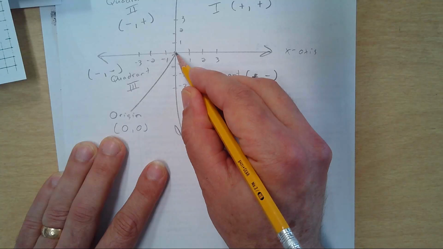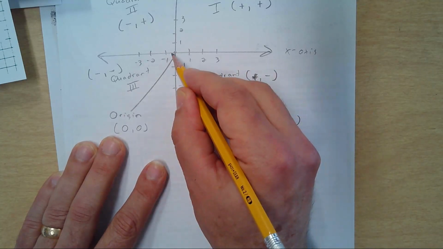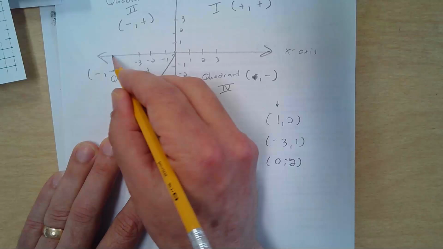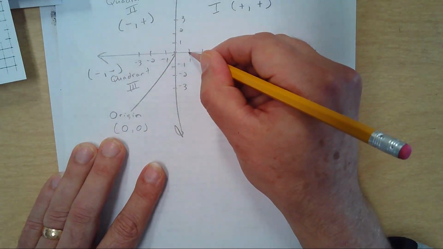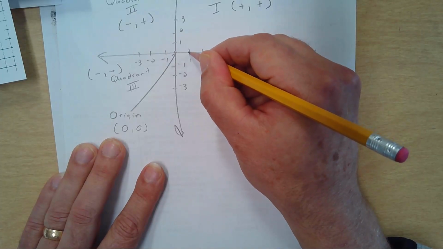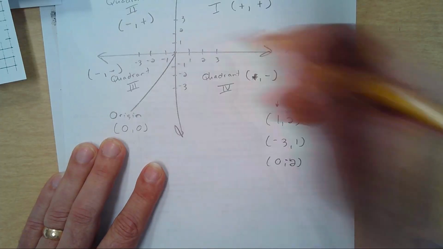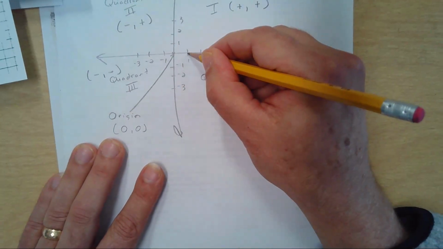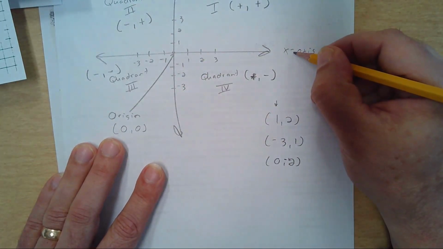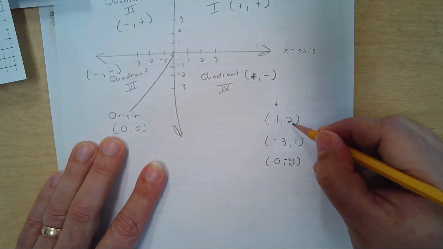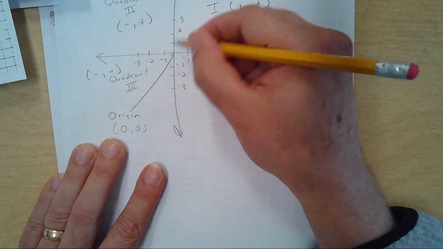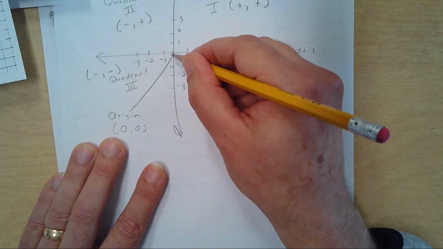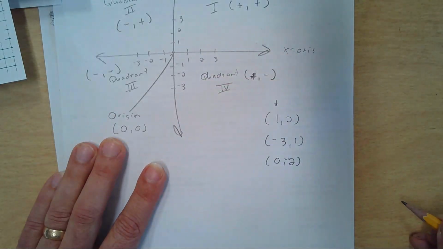Values that are greater than 0 go to the right. Values that are less than 0 are to the left. There's my negative numbers. So if I see x as a positive 1, that would be right here. This is where my x value of 1 is on the x-axis. The y value is my up and down. And once again, if it's positive, you can see the positive numbers go up, the negative numbers go down.